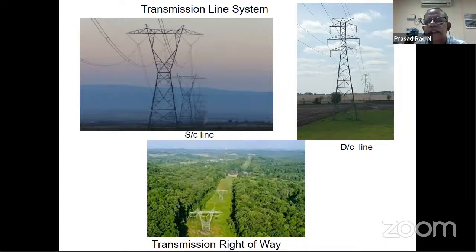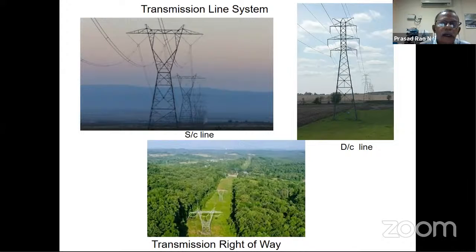And on the right side, it is a double circuit transmission line system, where we have 3 conductors on the left side and 3 conductors on the right side. We call this a double circuit. Similarly, we can go for multi-circuit also. Each side has 6 conductors. That is called a multi-circuit tower.